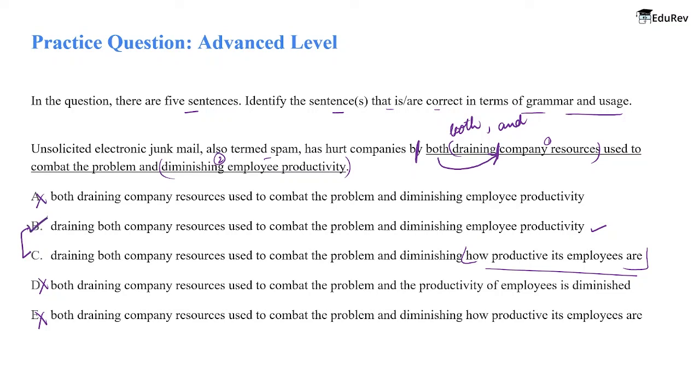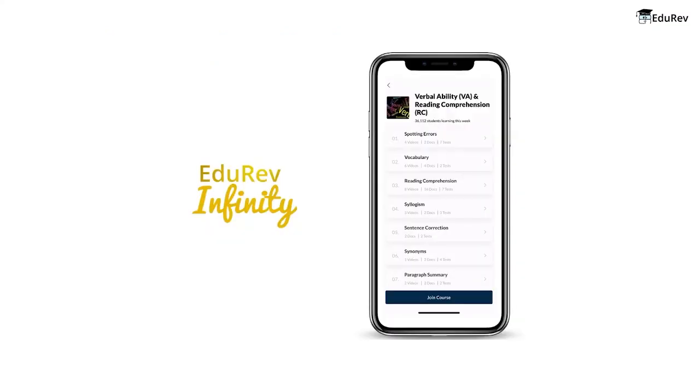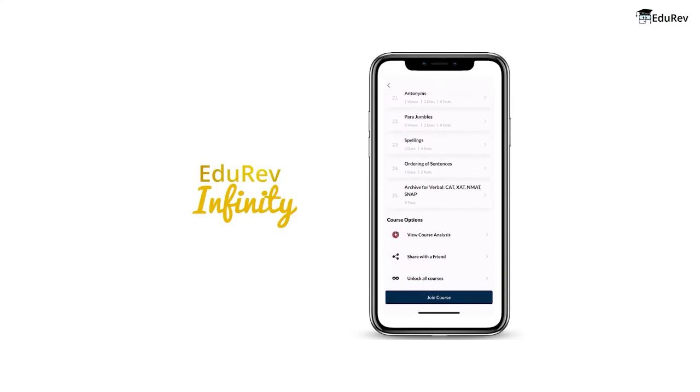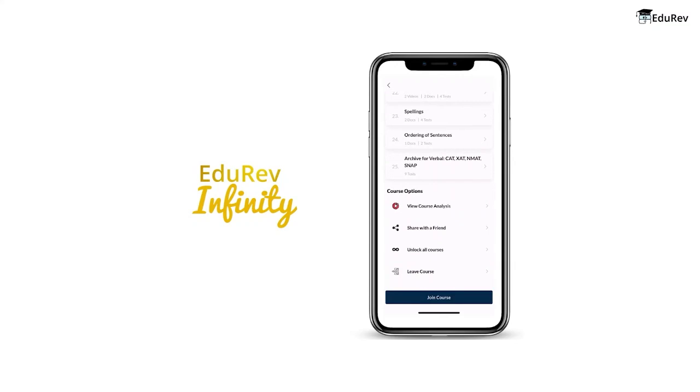So here we come to an end with the second part, that is parallelism.